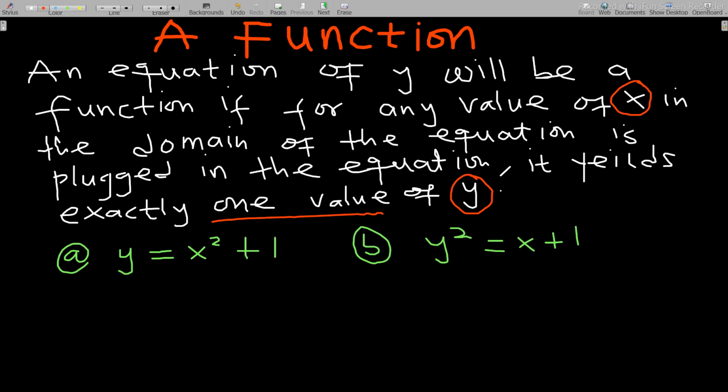Now, if I have these equations, how do I know that they are both functions or not? For us to know whether equation A or B is a function, we'll have to check if we plug any values in, they will yield exactly one value of y. That is basically the idea. So let's go and check.